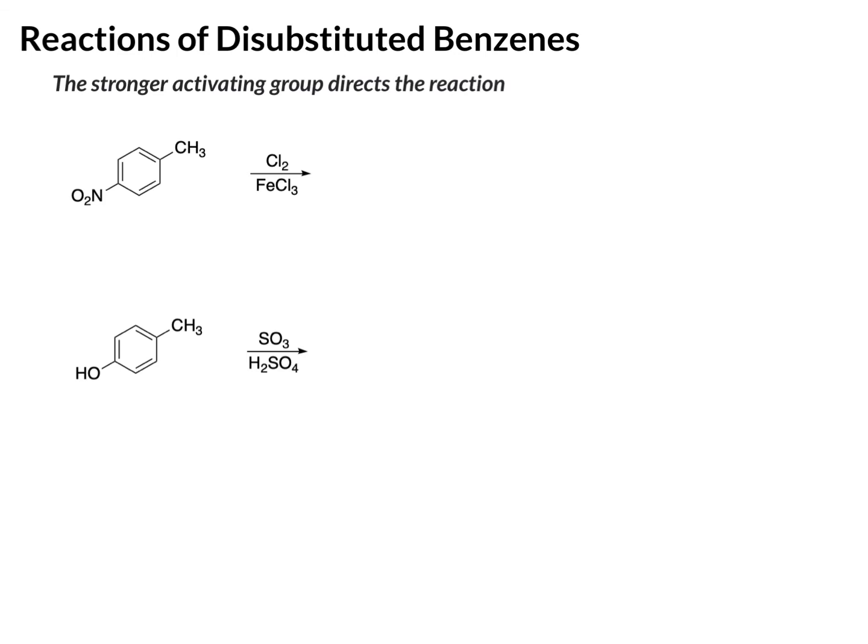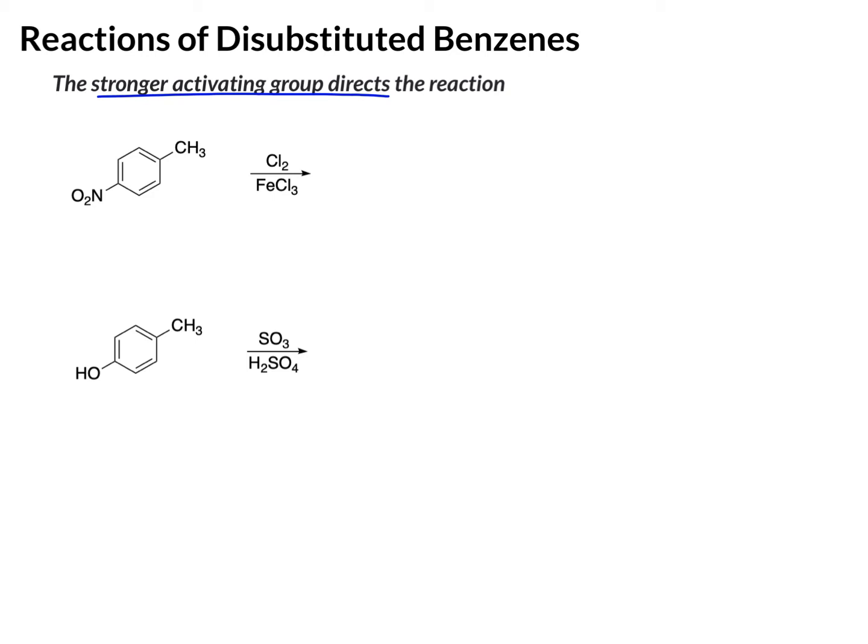When we have two substituents on the aromatic ring, we have to do a little bit deeper of an analysis to figure out the product of an electrophilic aromatic substitution reaction. So what you're going to have to do is compare the substituents on the ring, and in this case we're doing two, but it could even apply to more substituents. And what you're going to find is that the stronger activating group directs the reaction. So that's what you want to look for.